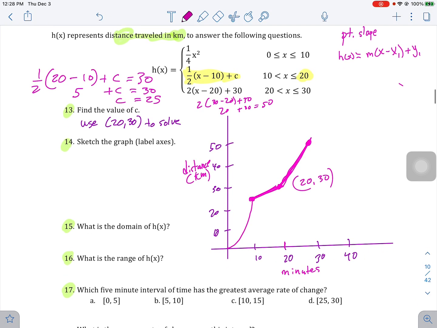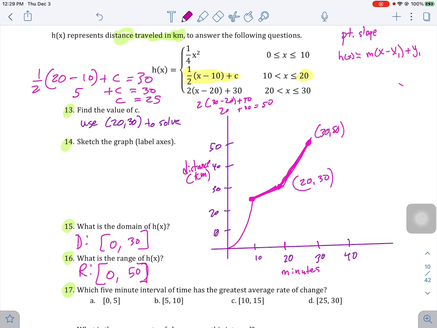What is the domain of h of x? Well, we can see it's limited here with these constraints, and the domain starts at 0 and it extends to 30. What is the range? Again, we can see it starts at 0 and it extends up to 50. This was at 30, 50, so it's going to go from 0 to 50, including that.